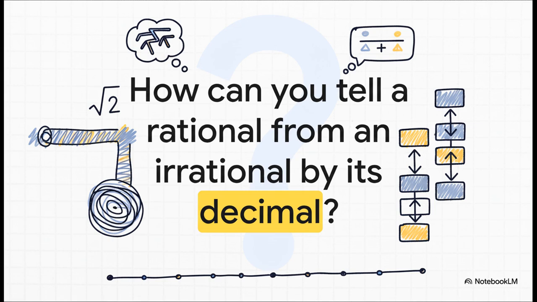But this leaves us with one last really interesting question. The square root of 2, which is irrational, has a decimal that goes on forever without repeating. But 1/3, which is rational, also has a decimal that goes on forever. So how can you possibly tell them apart just by looking at the decimal? Well, that is a story for another day.